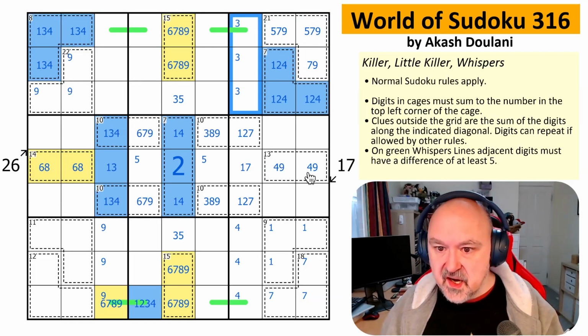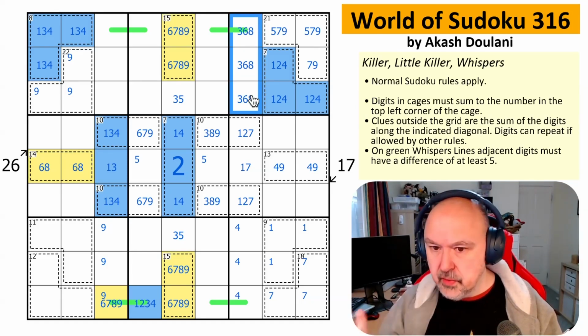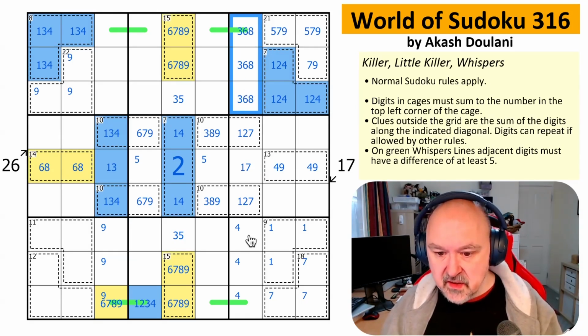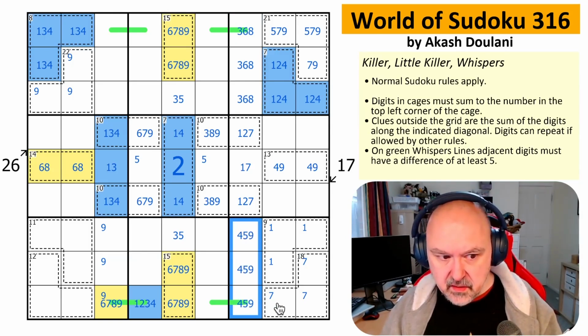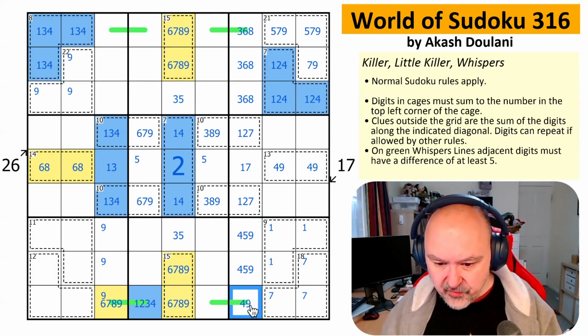So these are 1, 2, 3, 6, and 8. And 3, 6, and 8 sum to, hopefully, the total I'm after. 3 and 6 are 9, plus 8 is 17. That's what I needed. So these are 4, what was the other option? 4, 5, and 9. Can't put 5 on the whisper line, which means 9 is on that whisper line.